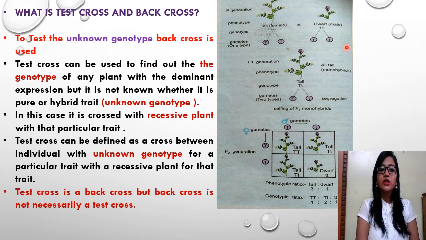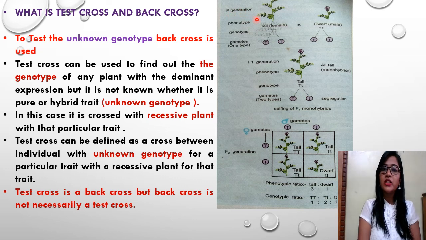Now you can observe this image. This is a monohybrid cross, and this is the parental generation. The tall plant is homozygous, as it carries capital T capital T. It is crossed with the dwarf plant, small t small t, again a homozygous recessive trait. When the homozygous dominant plant is crossed with the homozygous recessive plant, in the first filial generation we get all tall plants. But these tall plants are not homozygous, they are heterozygous, that is capital T and small t.